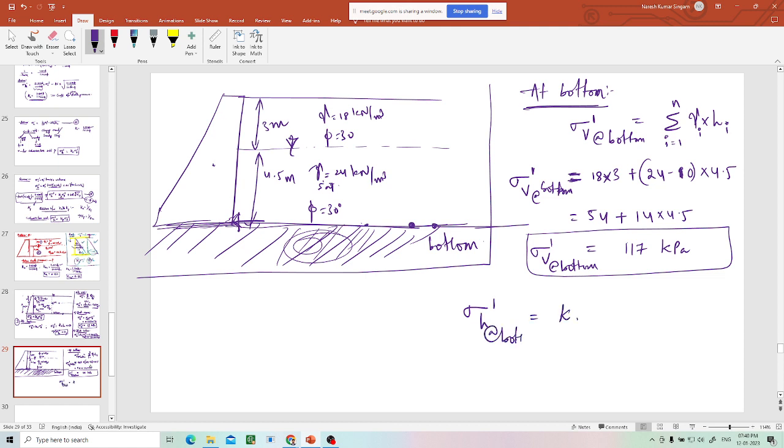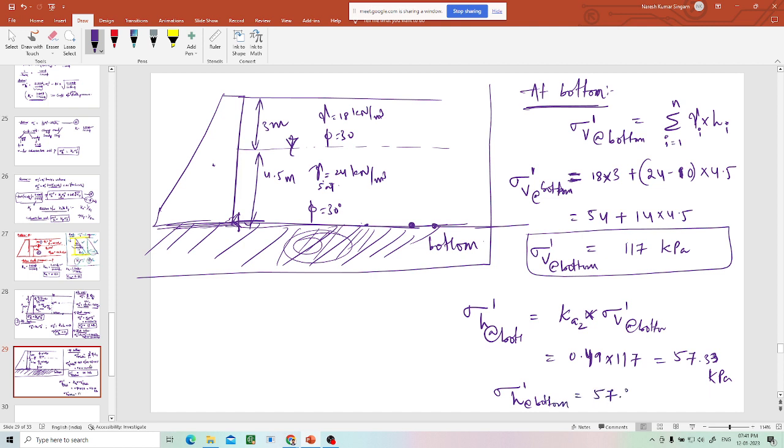Now at the bottom, sigma H dash at bottom is Ka2 multiplied by sigma V dash at bottom. What is the Ka2 value? 0.49 multiplied by 117. How much is it? 0.49 into 117 is 57.33. Yes, 57.33. Now, is this problem over?